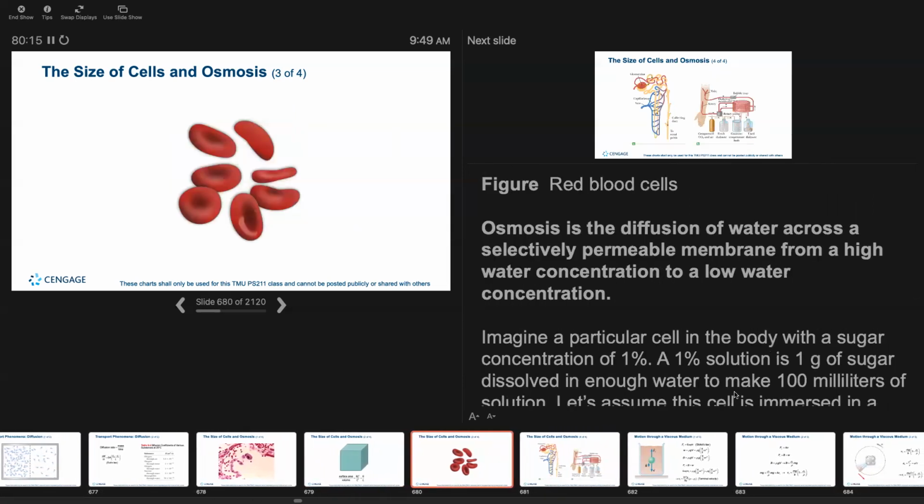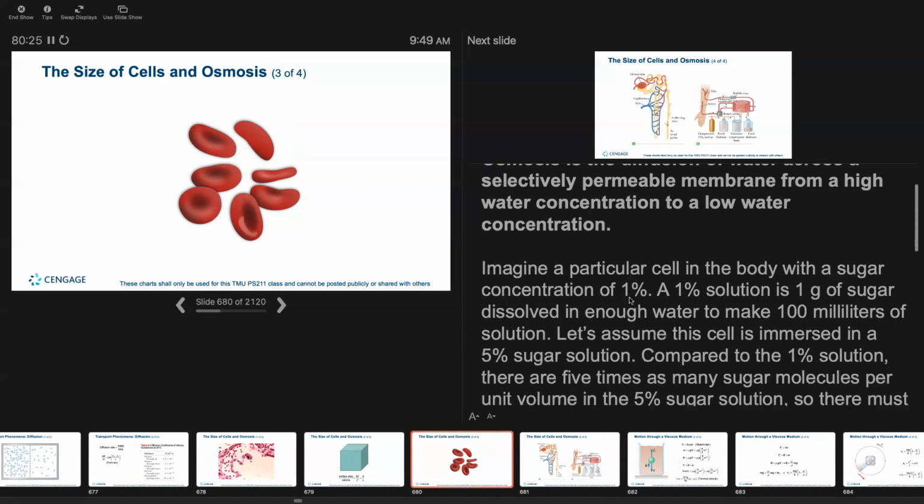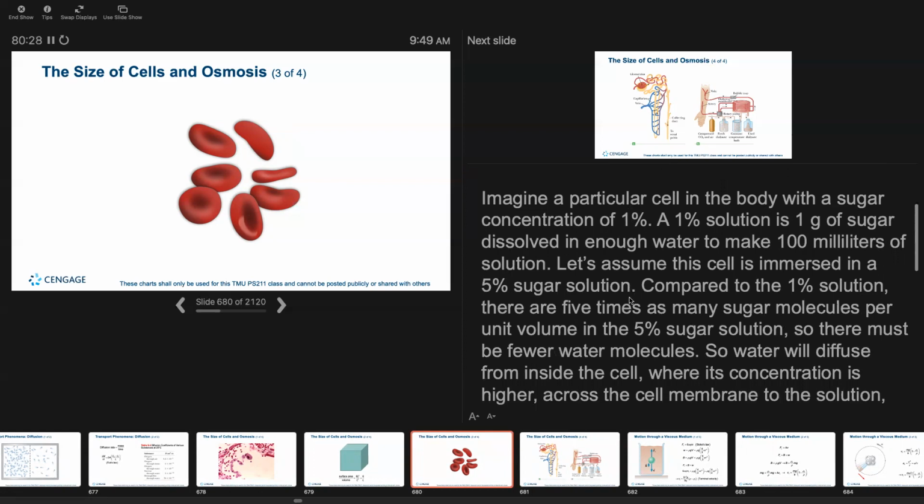So here in the figure, we're seeing red blood cells. Osmosis is the diffusion of water across a selectively permeable membrane from high water concentration to low concentration. Imagine a particular cell in the body with a sugar concentration of 1%. A 1% solution means 1 gram of sugar dissolved in enough water to make 100 milliliters of solution. Let's assume the cell is immersed in a 5% sugar solution compared to a 1% solution. There are 5 times as many sugar molecules per unit volume in a 5% sugar solution.